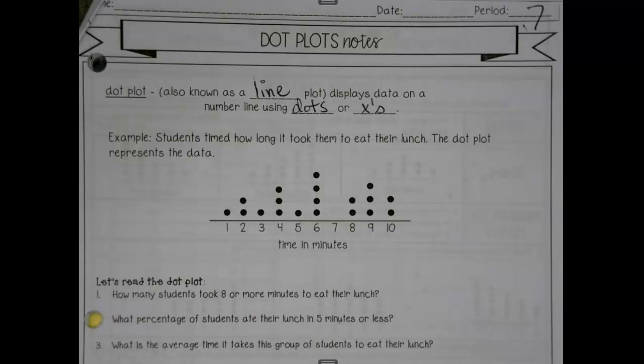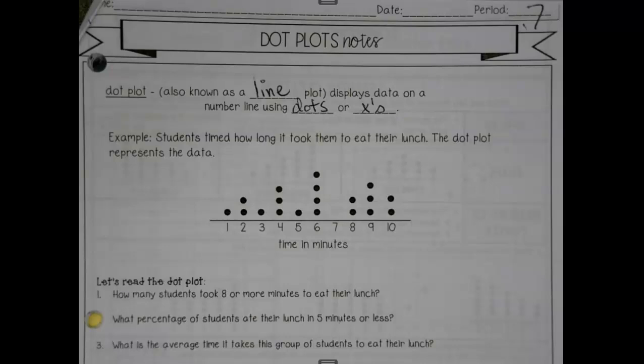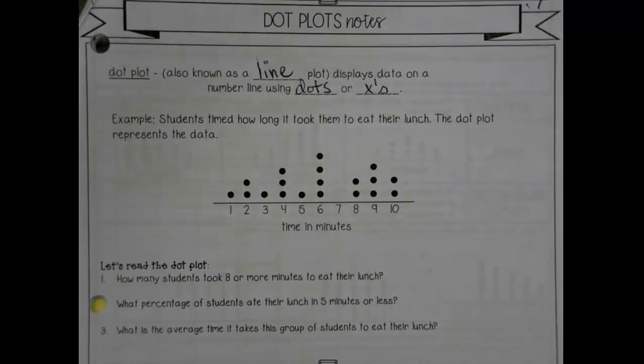So this first example, students timed how long it took them to eat their lunch. What? Eat their lunch? 1 minute? What the heck? Must be a competitive eater or something. So the dot plot represents the data. They're all eating way too fast.